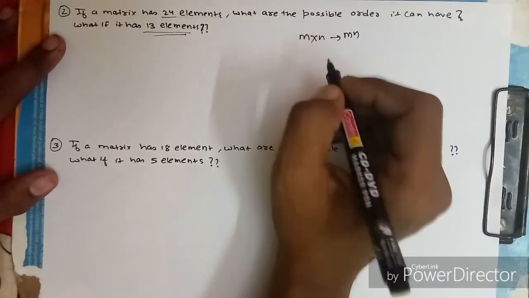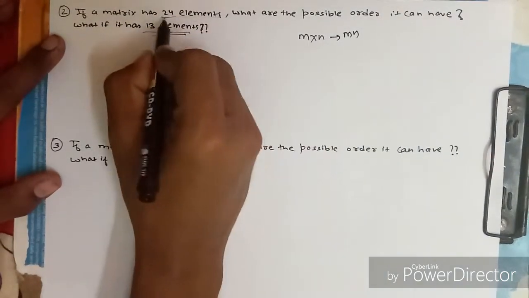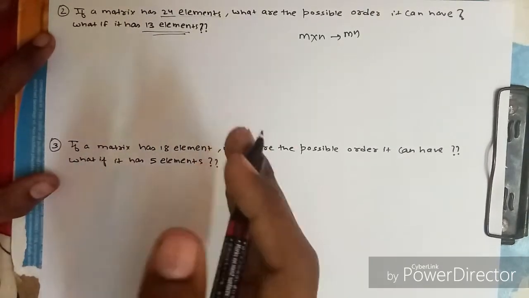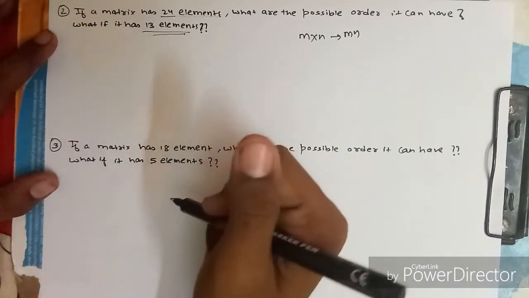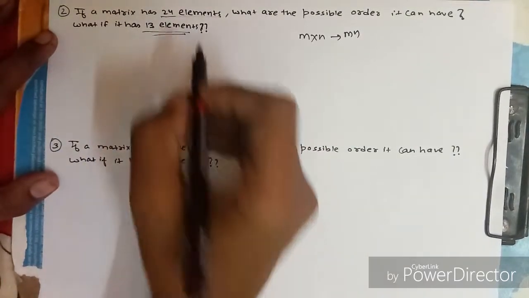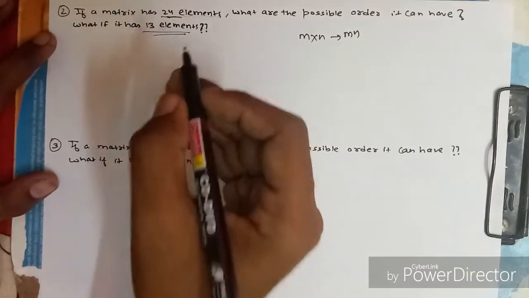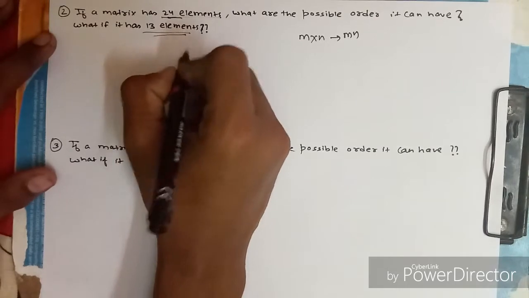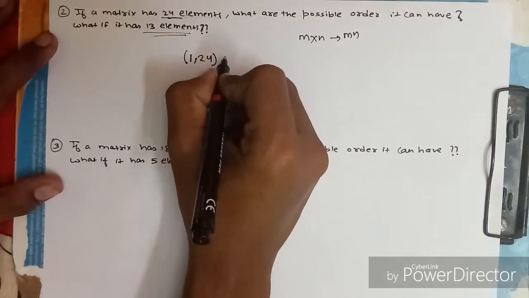Thus, to find all the possible orders of a matrix having 24 elements, we have to find all the ordered pairs of natural numbers whose product is 24. So how do we do this? First one is 1 into 24 equals 24. So we have to write ordered pairs.